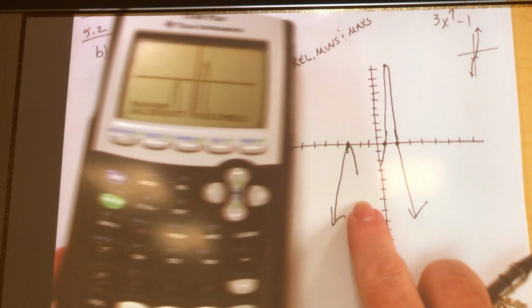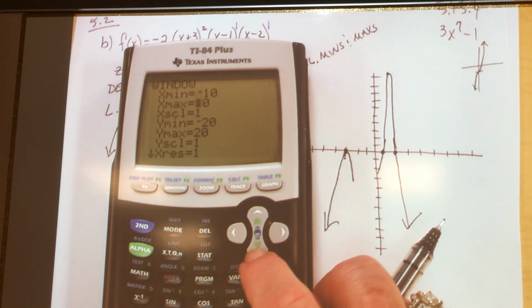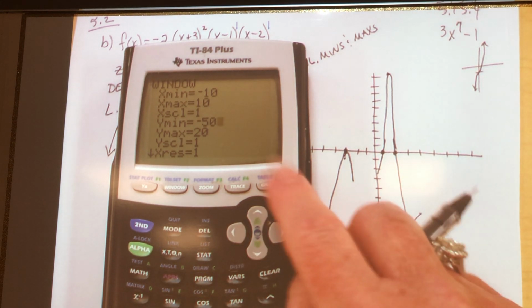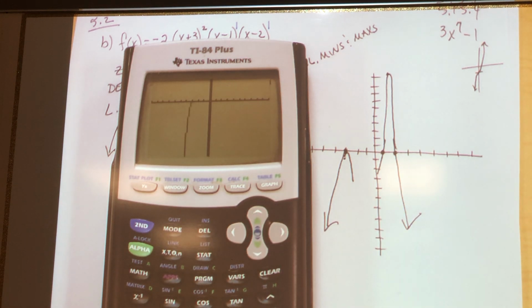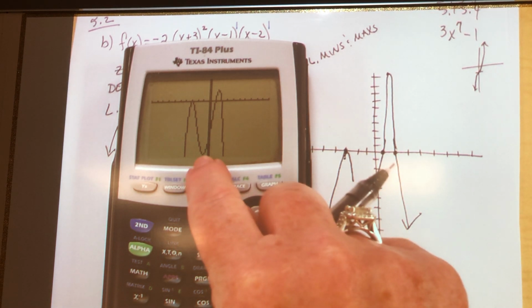I'm looking for this min, so I need to go back to my windows. I need to change my minimum to something a lot lower. So I'm going to just do -50. I'm going to graph it. If that hadn't taken care of it, I would have probably gone to 100 because I got tired of playing. All right, I did. I barely made it. So there he is.